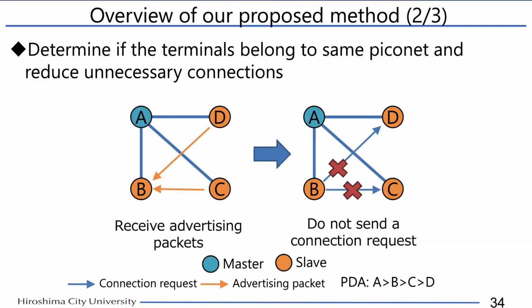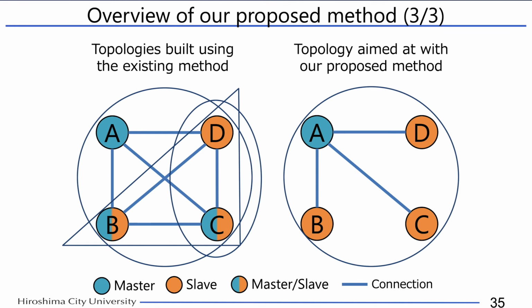If terminals belong to the same piconet, they can already communicate in the piconet. So there is no need to establish a new connection. Therefore, do not send a connection request if terminals belong to the same piconet. The picture on the left shows the topology that can be constructed using the existing method. The picture on the right shows the topology in which the loops are suppressed in our proposed method.